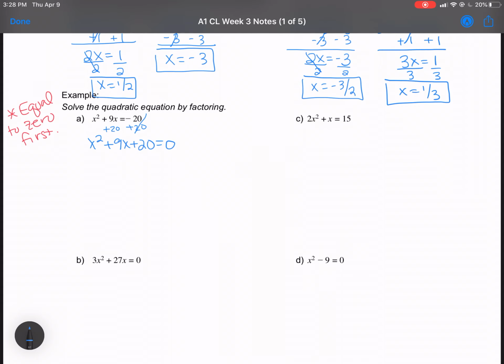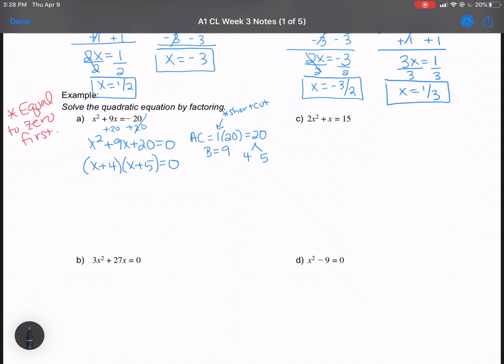And now we can do our AC factoring. So A times C gives us 1 times 20, which equals 20. And we're looking for the factors of 20 that are going to add to be 9. Okay, so we have 4 times 5. Now, since A is 1, we can use the shortcut, which says we can jump straight to our answer. So we have the quantity of x plus 4 times the quantity x plus 5 equals 0.